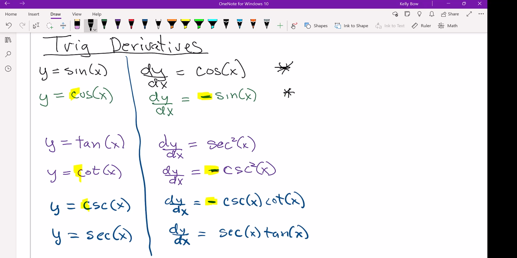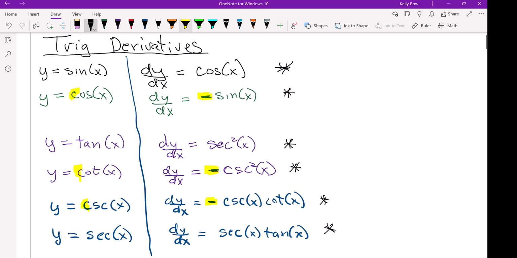The derivative of tangent is secant squared x. The derivative of cotangent is negative cosecant squared x. The derivative of cosecant is negative cosecant cotangent. And the derivative of secant is secant tangent. So we've gone over those.